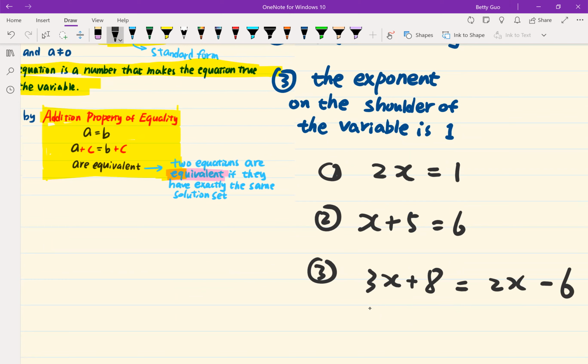Number 1, 2x equals 1. Let's check the 3 conditions we have just seen. Equation, right? You see an equal sign. One variable only, right? And what's the exponent on the shoulder of variable x? So this is a linear equation in one variable.